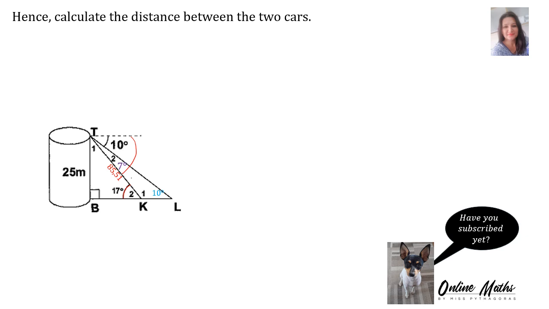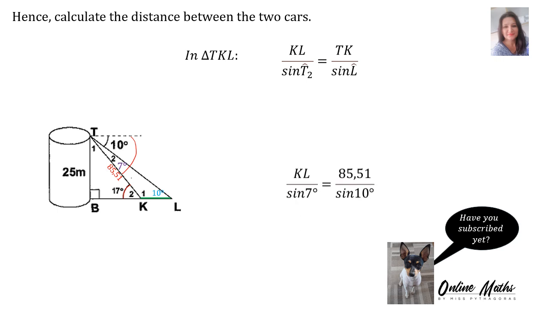Now the distance between the two cars, that is KL, that's what we're looking for. And we will work in the non-right-angled triangle, triangle TKL. And then what we're going to use is the sine rule. So we will make KL the subject of the formula, so we put that one on top. KL over sin T2 is equal to TK over sin L.